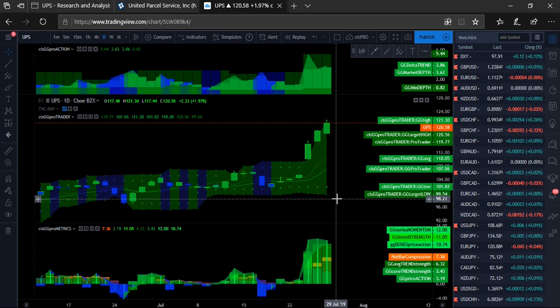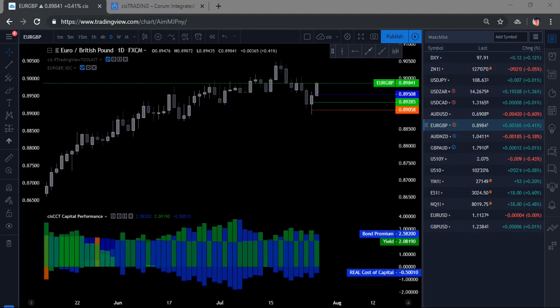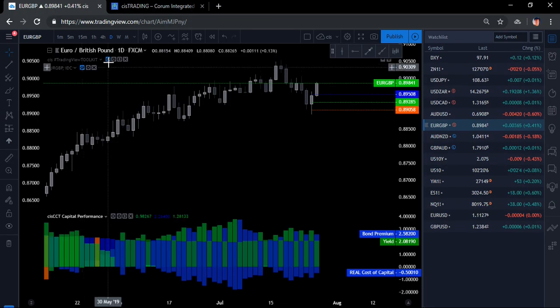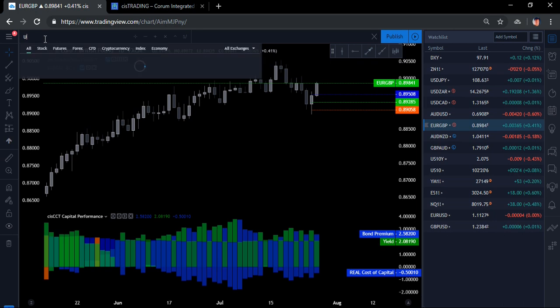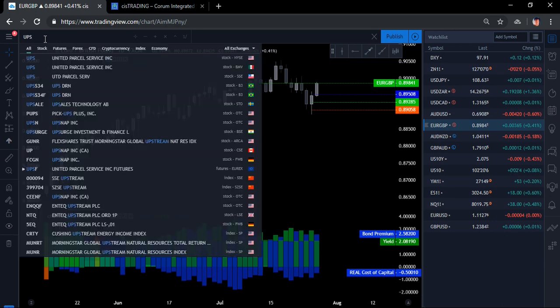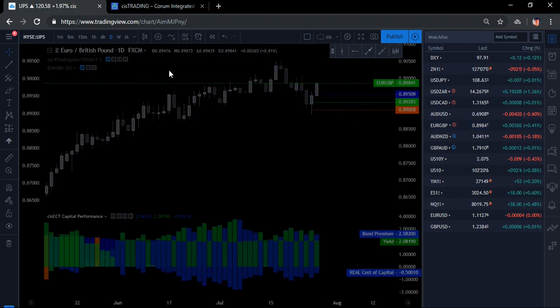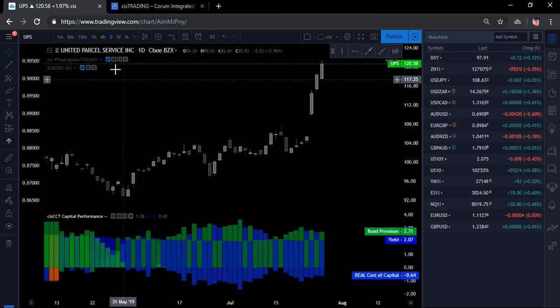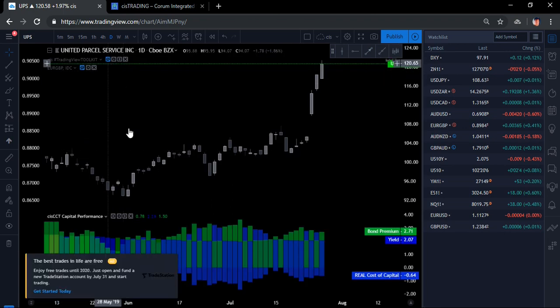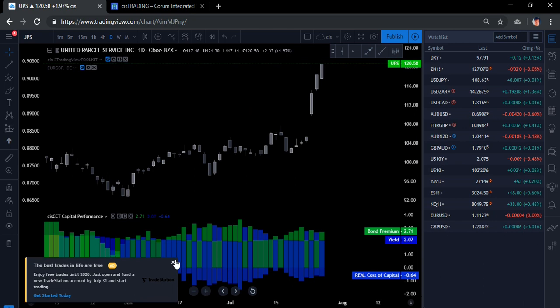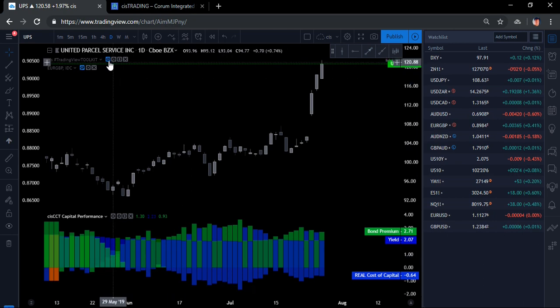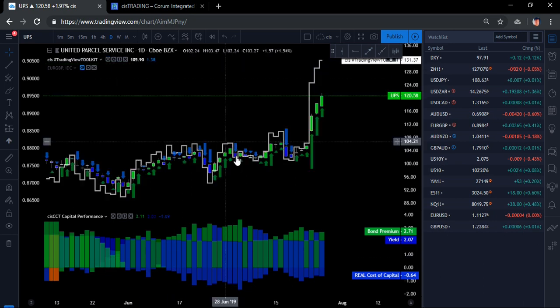All right? Now, I'm going to look at UPS, and we're going to look at what it looks like on the Prometrics algorithm. United Parcel Service at the New York Stock Exchange. We're going to look at it on the Prometrics algorithm with the CIS CCT Capital Performance, Real Capital Cost Indicator at the bottom of the chart. I'm going to turn on the Prometrics.